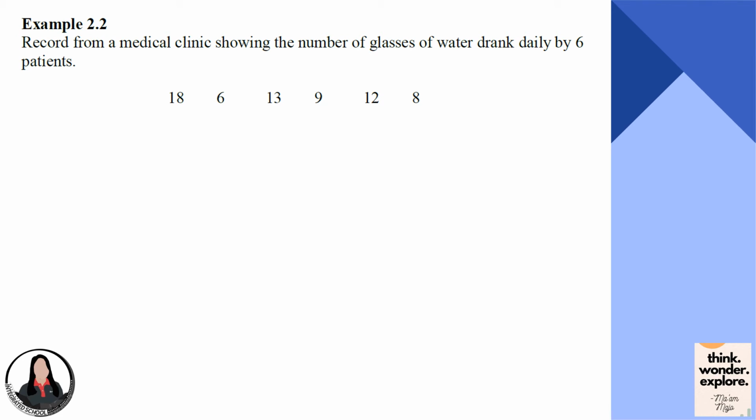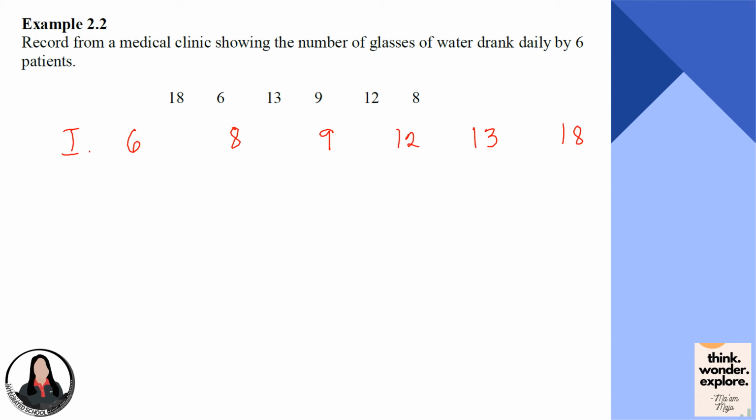Next, example 2.2. Record from a medical clinic showing the number of glasses of water drank daily by 6 patients. So, hanapin naman natin ulit ang median dito. So, ang first step is to rewrite it sa ascending order. Again, ang pinakamaliit ay 6 siya mauna, and then next is 8, and then we have 9, then we have 12, and then we have 13, and then we have 18. Okay? So, I have written the scores in ascending order.